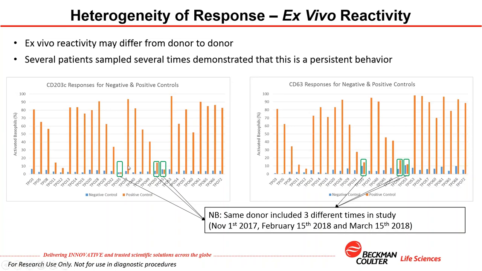And what is interesting is that these three donors that are basically bracketed in green correspond to the same donor. And what comes from this slide is that this behavior, this ex vivo reactivity, is truly donor specific, and that it seems to be consistent from one time to the other. So this is more related to a status than anything else.